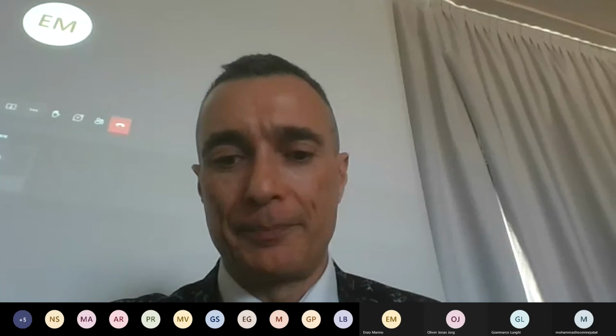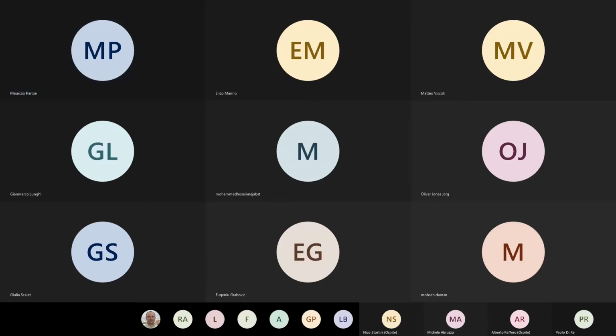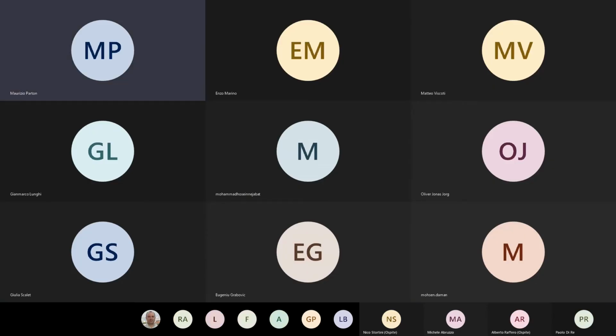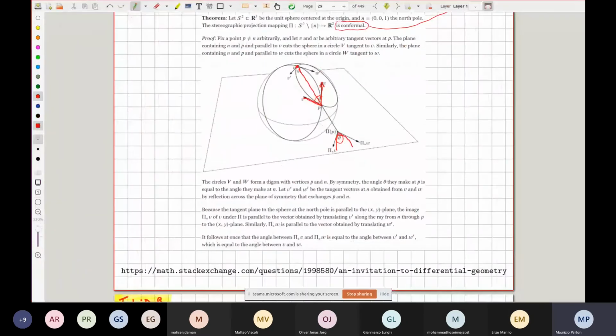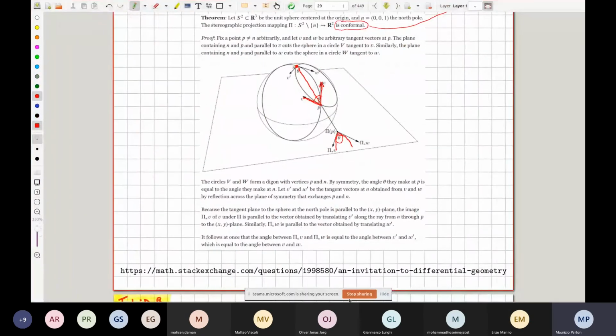Questions on this? Why is it important, this aspect? Was it just manipulation? Oh, very, very good question. I'm happy you're asking me this. Why is it important preserving the angles? Because in complex differential geometry, this will imply that this map is holomorphic. Okay, so it has importance in complex differential geometry.